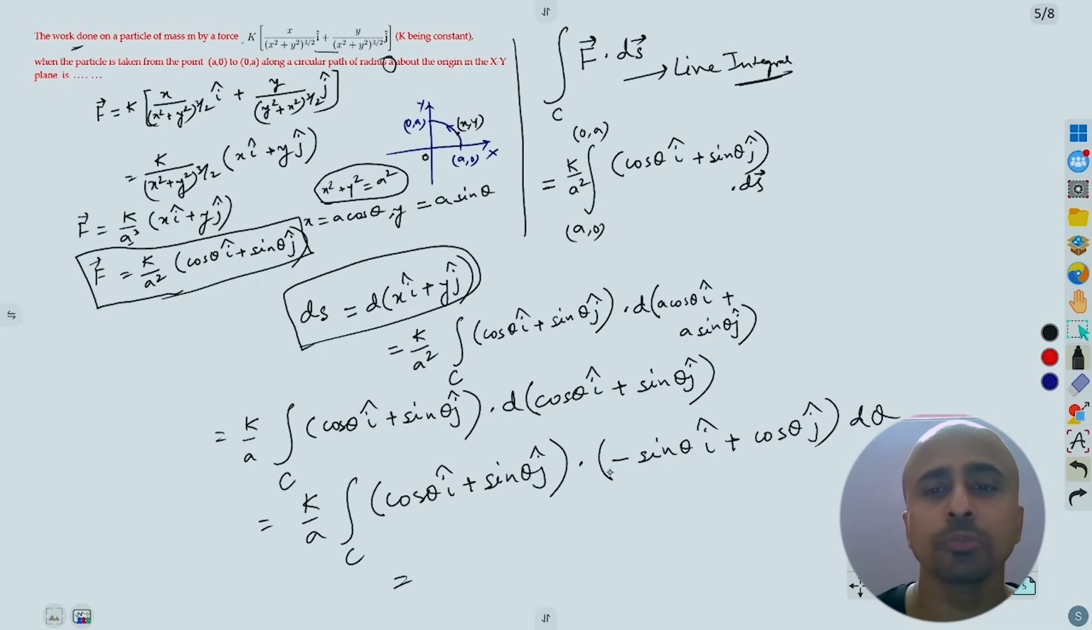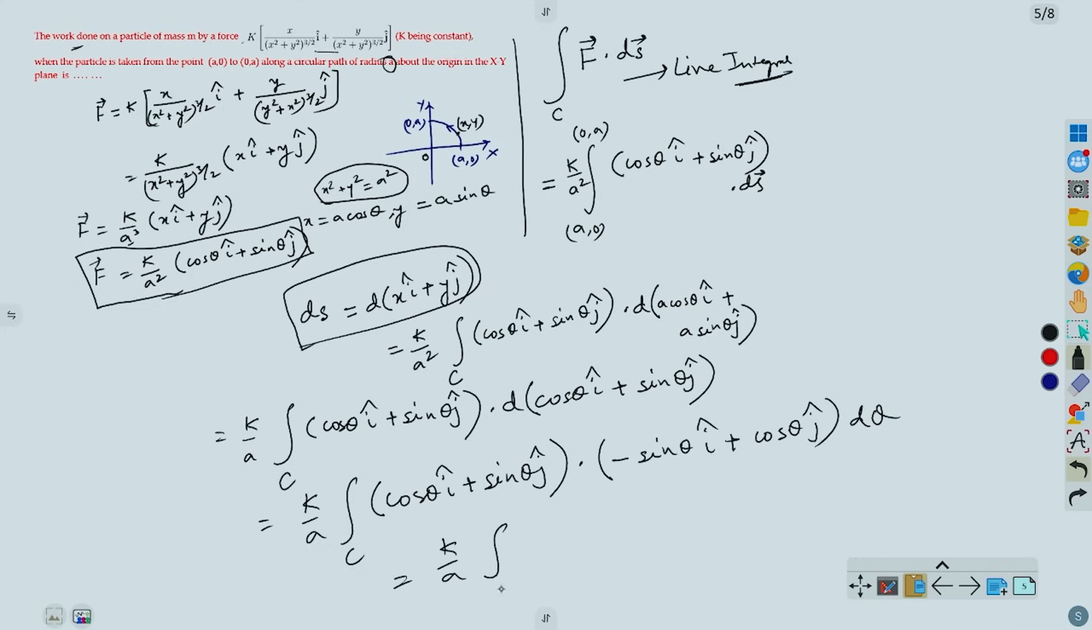So now if we take the dot product of these two vectors, what we obtain is cos theta times minus sin theta, that is minus cos theta sin theta, plus sin theta cos theta. Yes, formula for dot product.